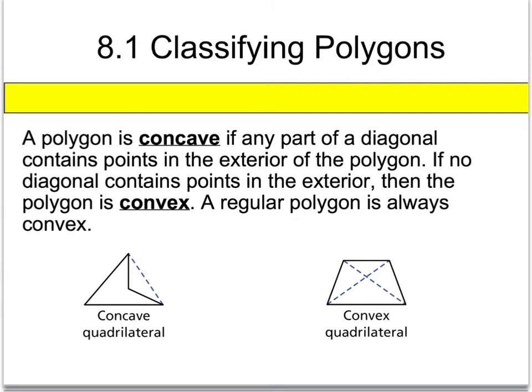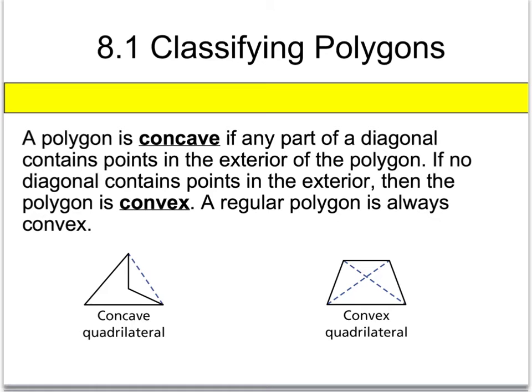Moving on to concave and convex, please write these statements down, pause, and we will go over them in just a moment. Alright, concave and convex. A polygon is concave if any part of a diagonal contains points in the exterior of the polygon. If no diagonal contains points in the exterior, then the polygon is convex.